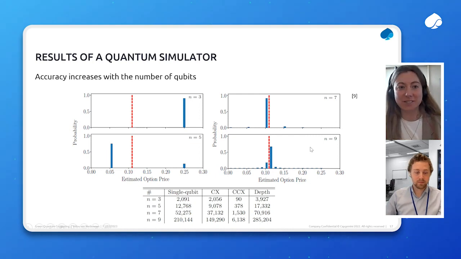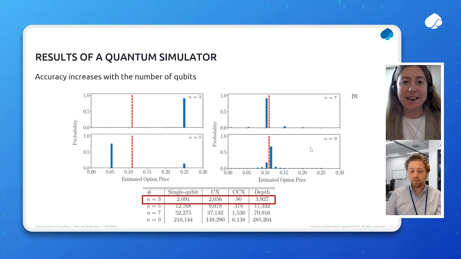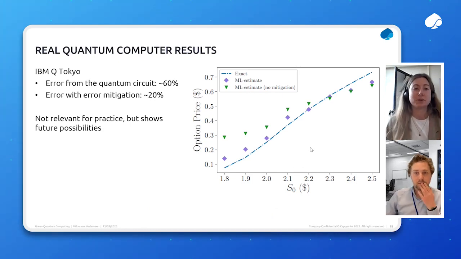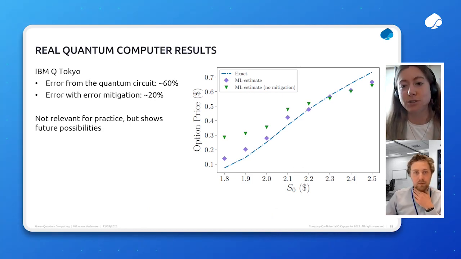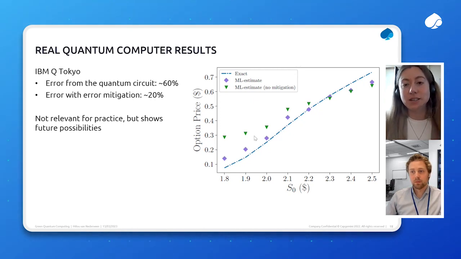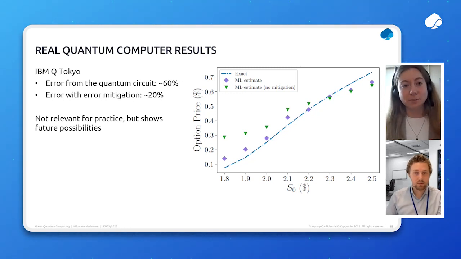So we saw that we have those results of the quantum simulator. We have n equals 3 qubits that we can use. And now this was actually recently performed on a real quantum computer, the IBM Q Tokyo computer. And the results are shown in this graph. The blue line is what would be the exact solution. And then the green triangles are based on maximum likelihood estimation, which is a method to reduce the hardware requirements slightly, without error mitigation, and then the purple ones are with error mitigation.